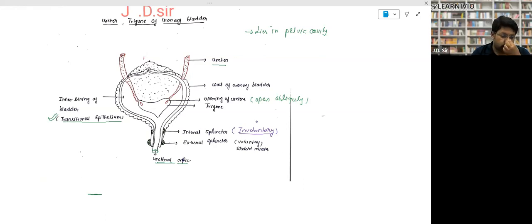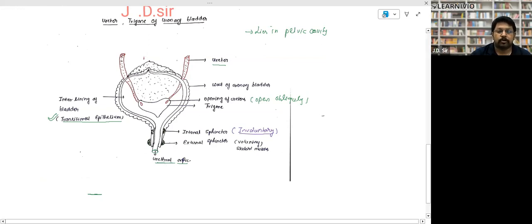The same kind of valve is found in the urinary bladder, and there are two kinds of walls, internal and external sphincter. Internal sphincters are involuntary, means they cannot be controlled by our own wish, and the external sphincter is voluntary and is made up of skeletal muscles, right? And the opening is called the urethral opening, right? So that was the anatomical structure of our excretory system.